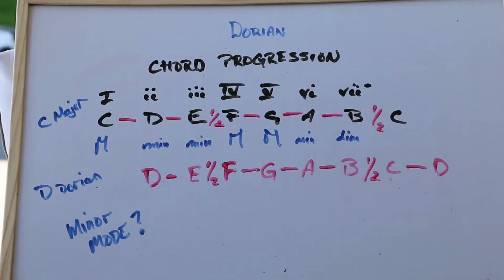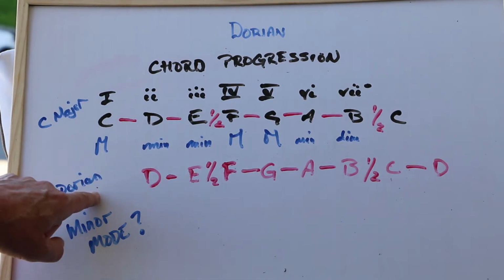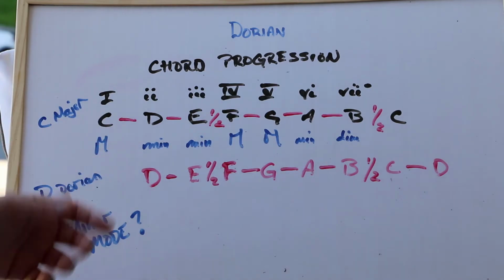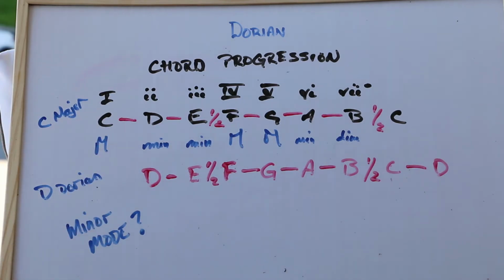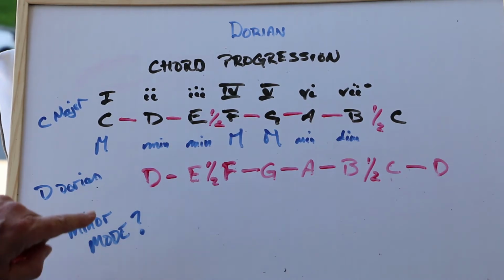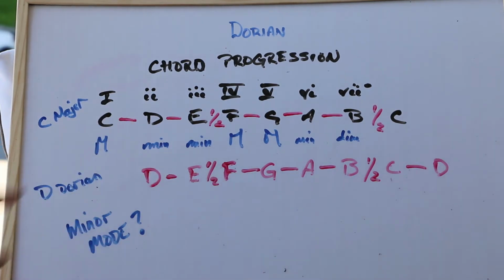I don't know, to me, there's in a way actually some hope in the Dorian. It's not really sad. It's kind of thinking about being sad, or it's thinking about coming out of being sad. I don't know, that's how it feels to me. And is it a minor mode? Yes, because our tonal center is a minor chord.